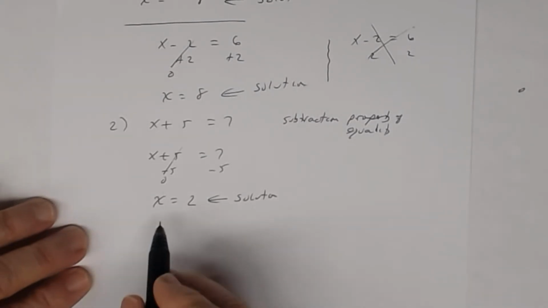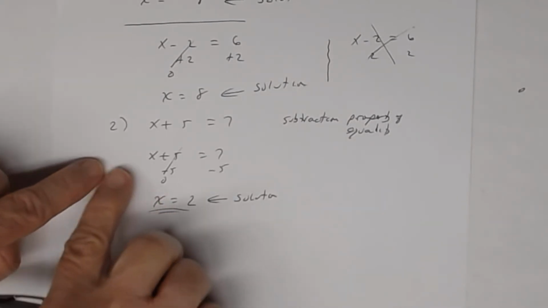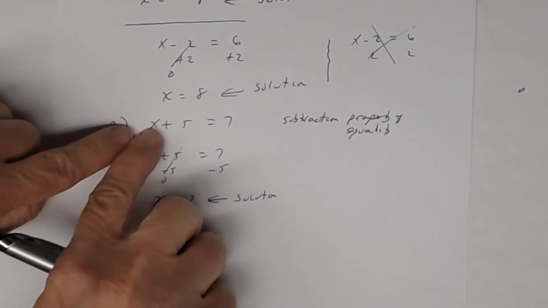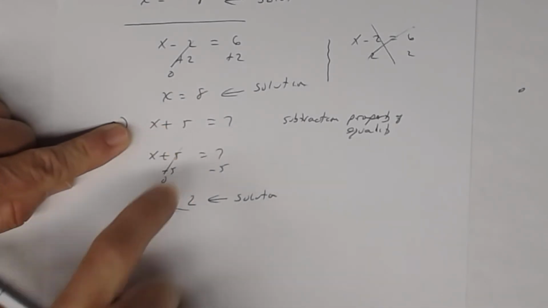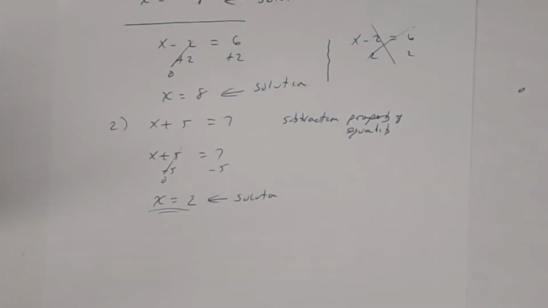All right, and you're done. That's your solution. That kind of makes sense because you can always check, right? You can always check. If I'm saying 2 is the solution, what's 2 plus 5? 2 plus 5 is 7. Okay, so that's number 2.